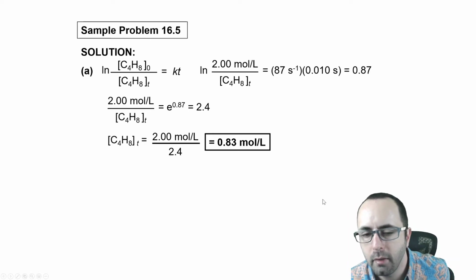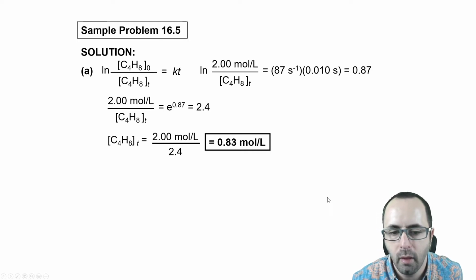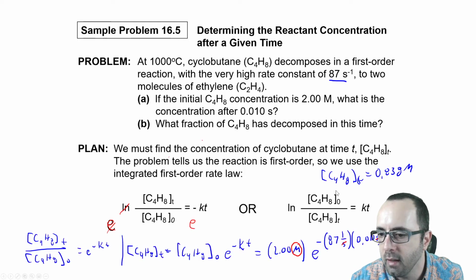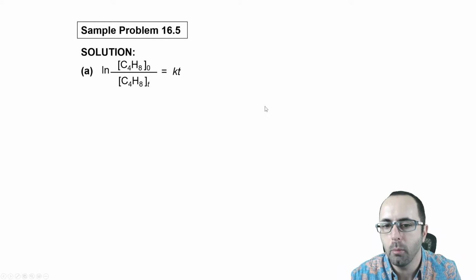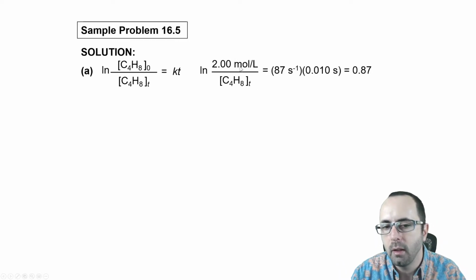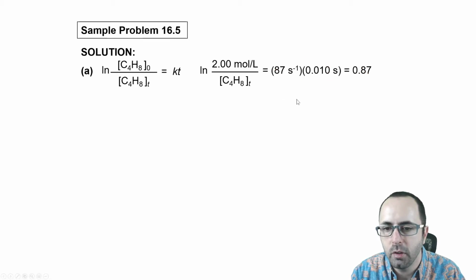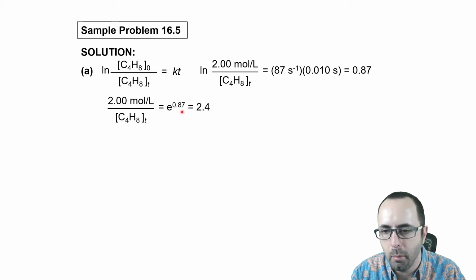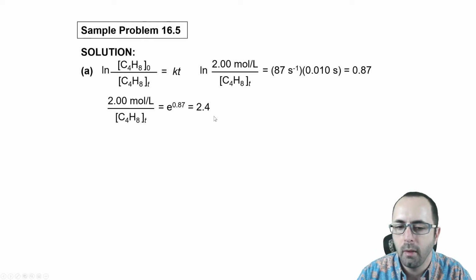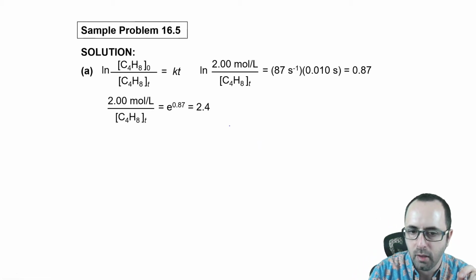Now, one note about Sig Figs. One thing is that I did a little bit different. I'll just describe what I did here. In this one, what I did was I put in the numbers first, and I calculated the numbers first, so I got 0.87 on the right. And then I took e to the power of 0.87. I got 2.4. Now let me explain to you the way the Sig Figs work here.